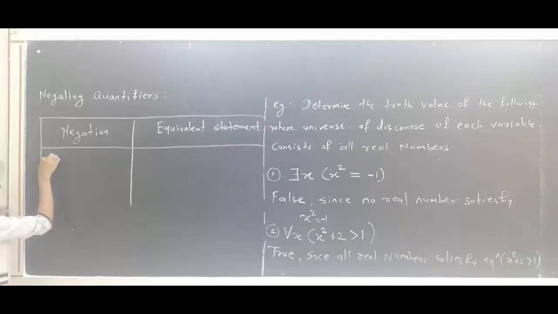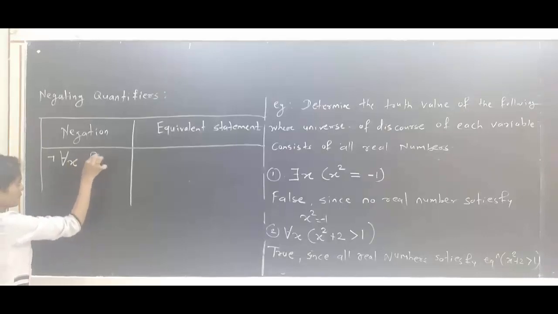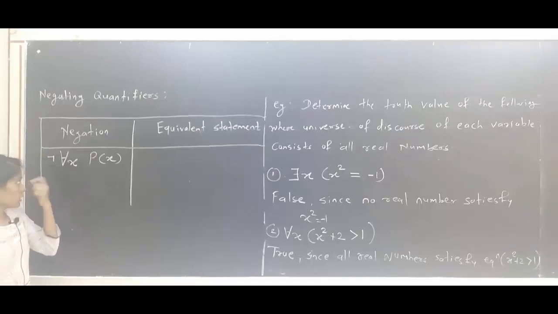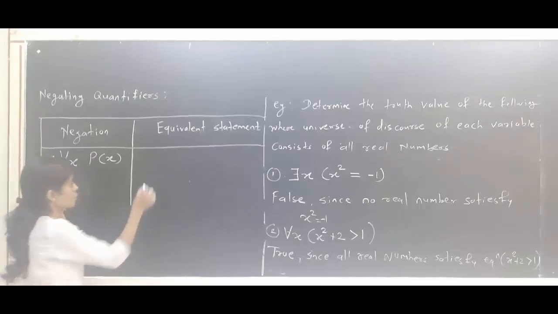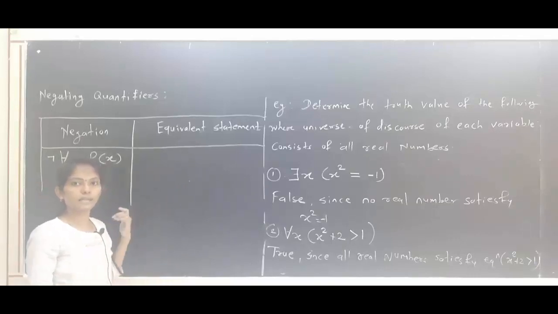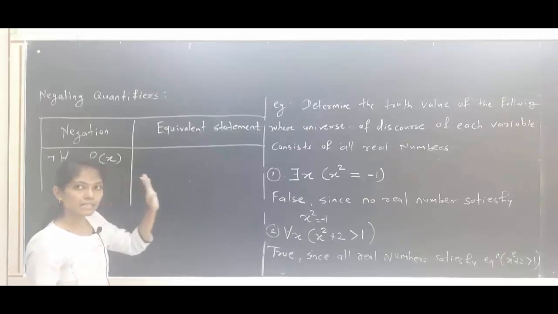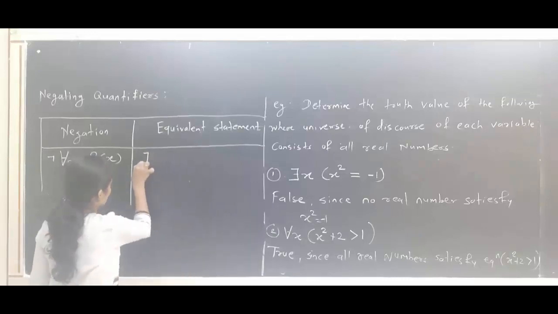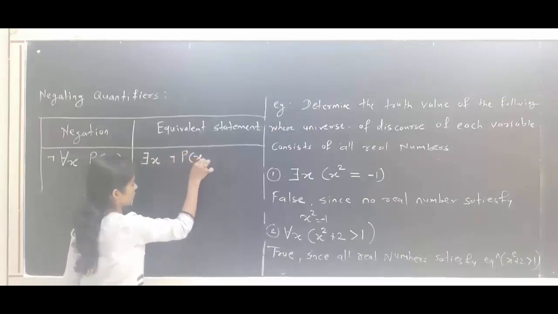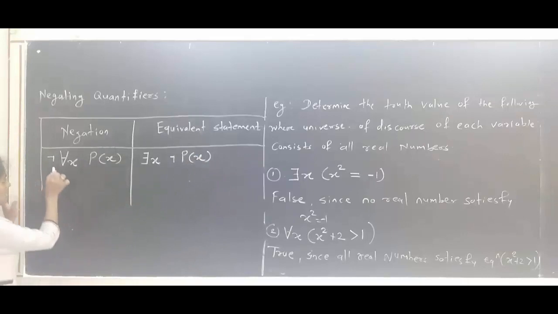So first, negation of for all x p of x. Here we want to take the negation of for all x p of x. Negation of for all is for some, there exists, that is, negation of universal is existential. So there exists x, and here negation of p of x. So negation of for all x p of x is there exists x, negation of p of x.